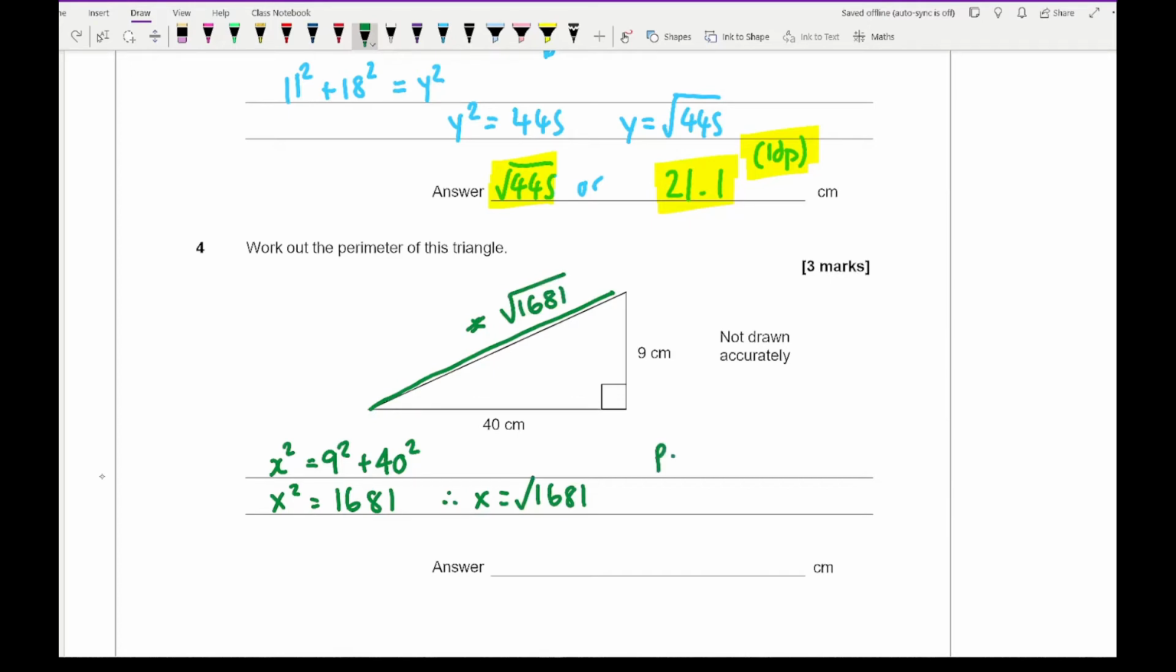Now to work out the perimeter, I've got to do whatever the square root of 1681 is, plus 9 plus 40.